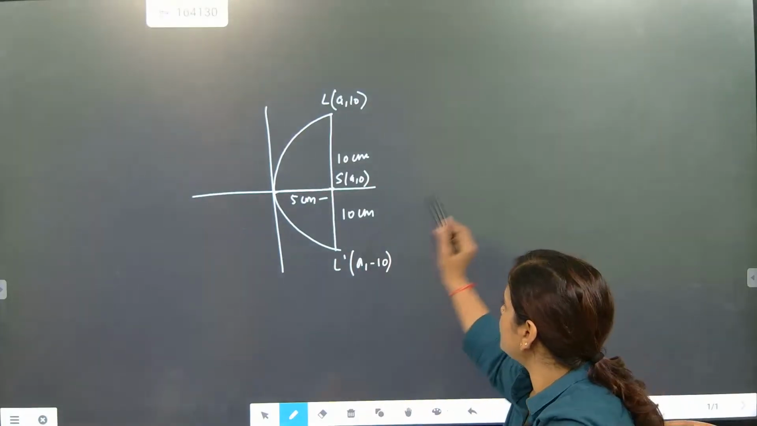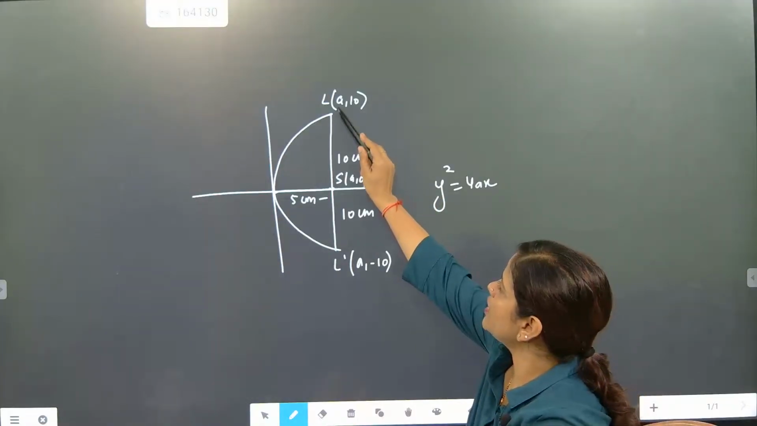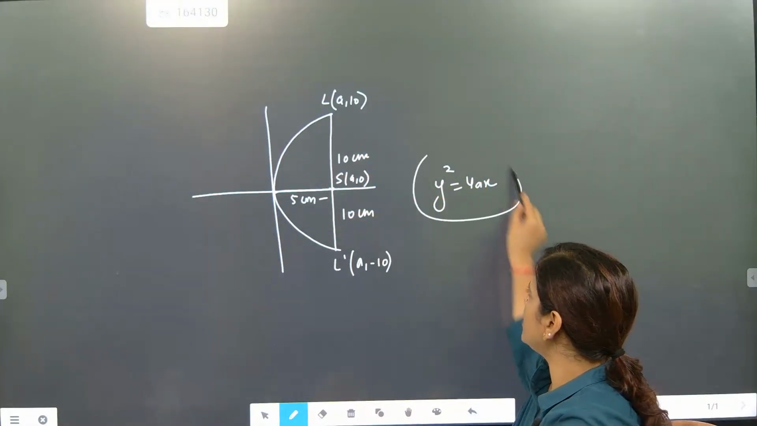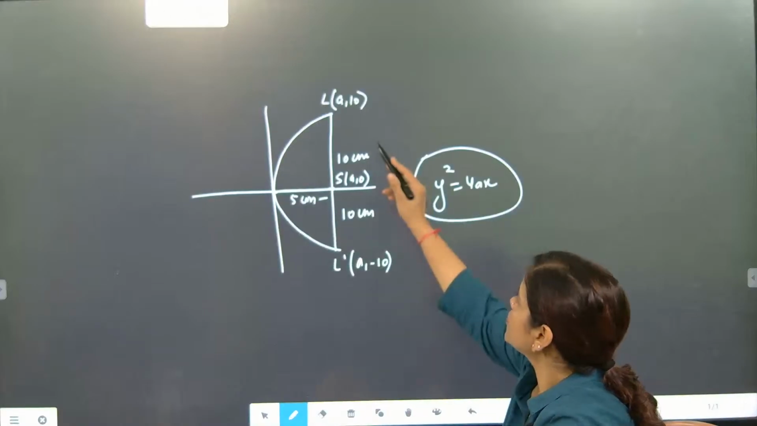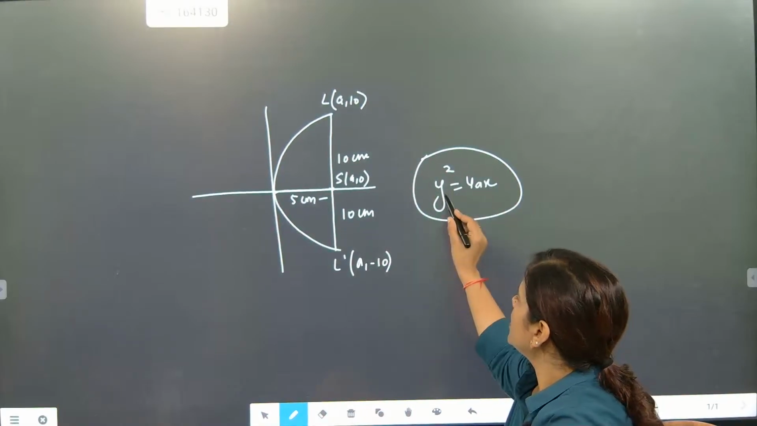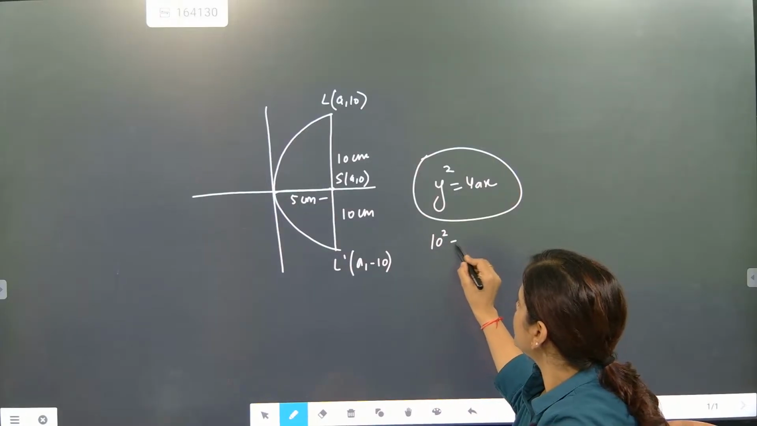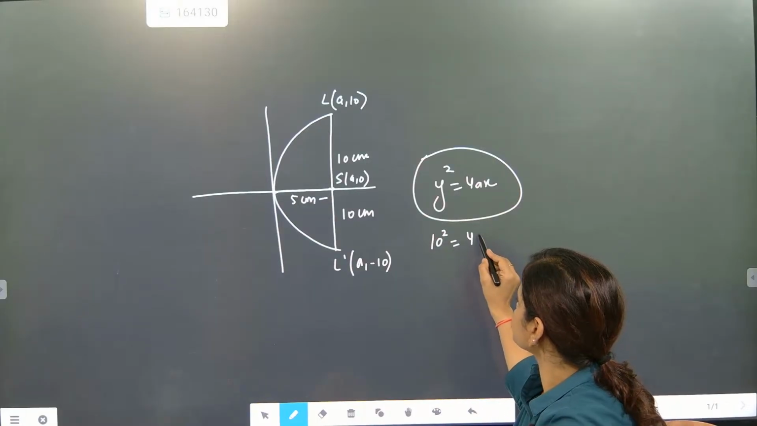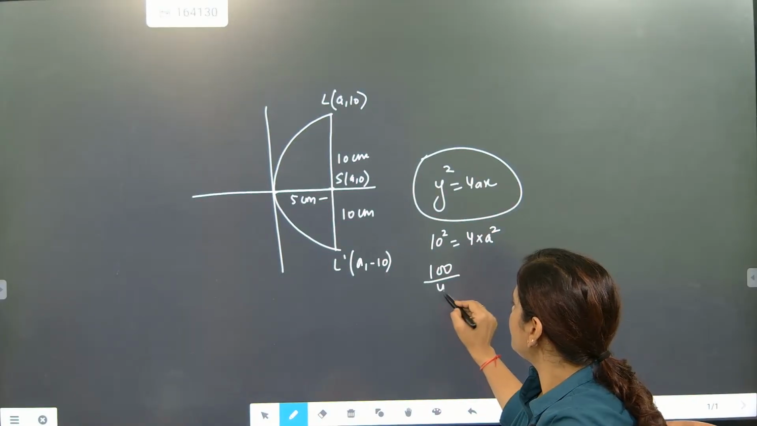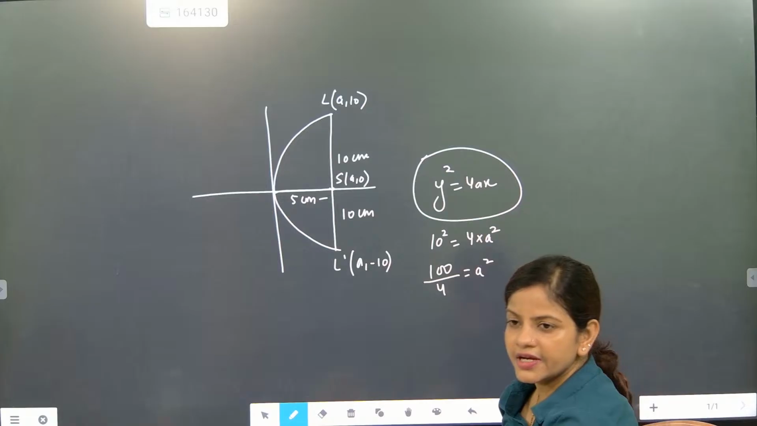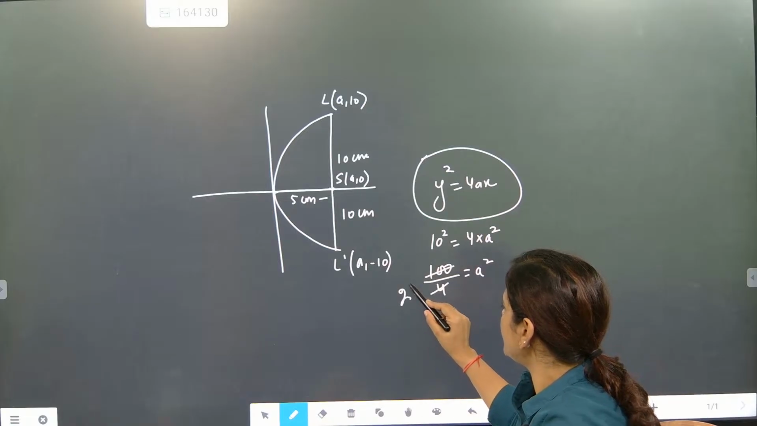So we will first take y square is equal to 4ax. This point is on the parabola, so it will satisfy the equation of the parabola. Instead of x we put 5 and instead of y we put 10. So it becomes 10 square is equal to 4 into a into 5, so 100 by 20 is equal to a. Correct? Now it is coming as 4 fives are 20.